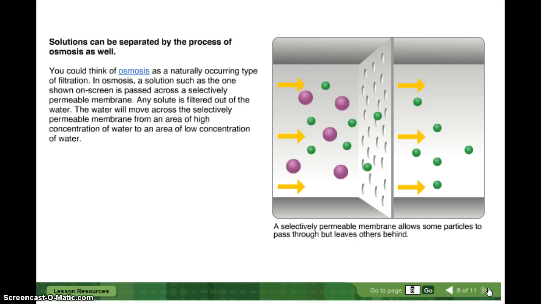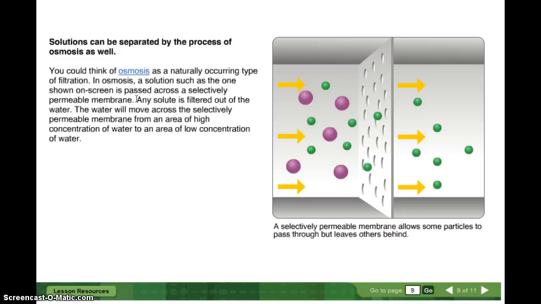Solutions can be separated by the process of osmosis as well. You can think of osmosis as a naturally occurring type of filtration. In osmosis, a solution such as the one shown on screen is passed across a selectively permeable membrane, meaning only some things selectively can get through the membrane. Any solute is filtered out of the water.